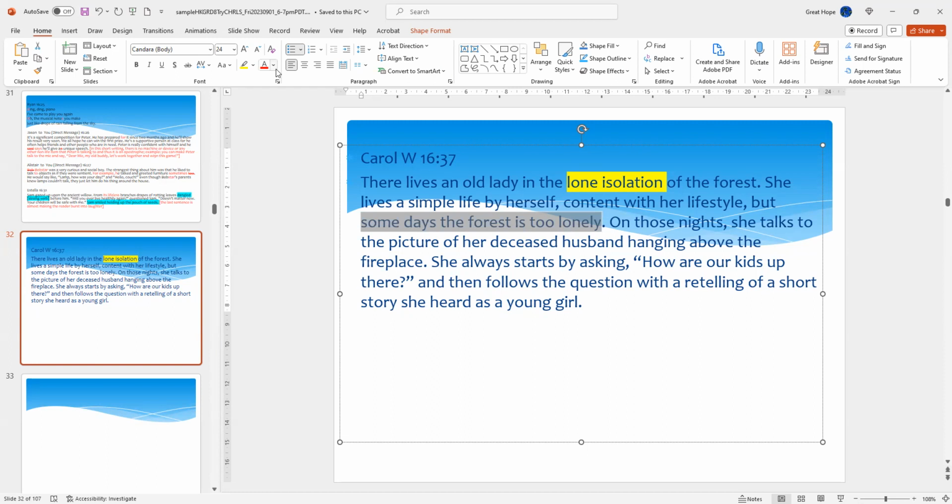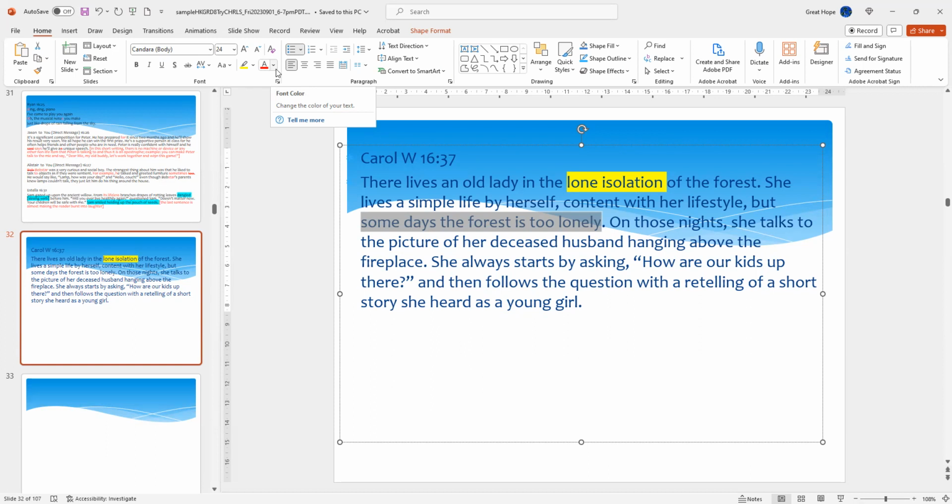Some days the forest is too lonely. That actually touches people's hearts because we feel people like to have a peaceful life, a tranquil life, a life where people can enjoy their own time. But sometimes people still feel they want to have company. They want to have friends.